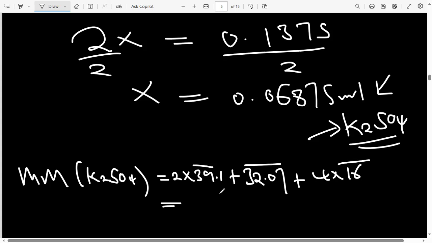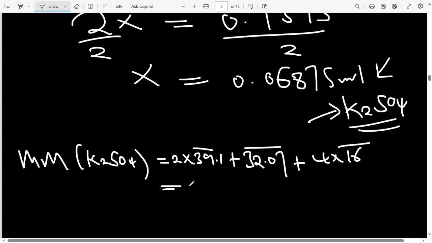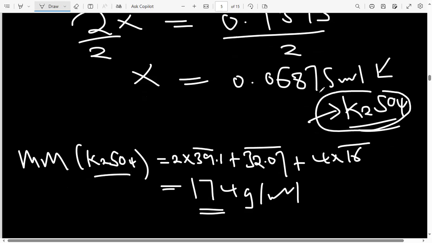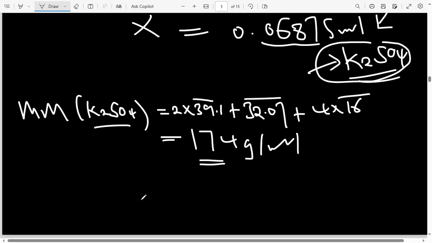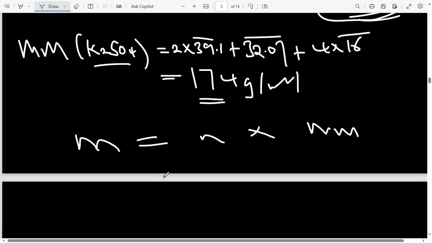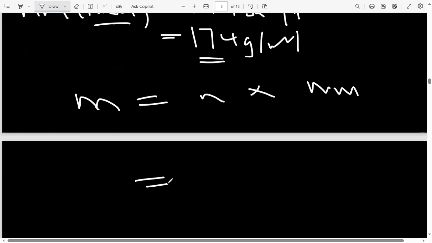You get these values from the periodic table. So when you find that molar mass, I'm just going to write a whole number, I don't want to deal with decimals. So it's approximately 174 grams per mole. So this is the molar mass, and these are its moles. So mass is equal to moles multiplied by molar mass. The moles we found were 0.06875, multiplied by the molar mass, which is 174.